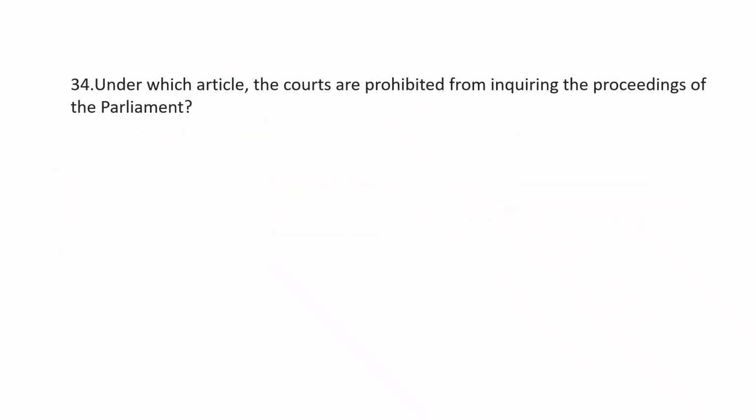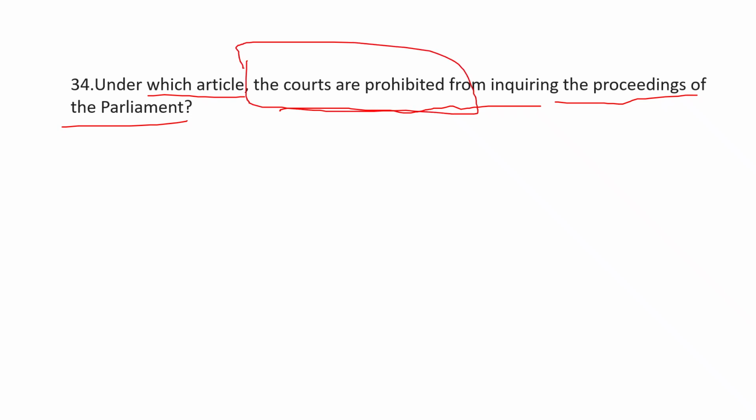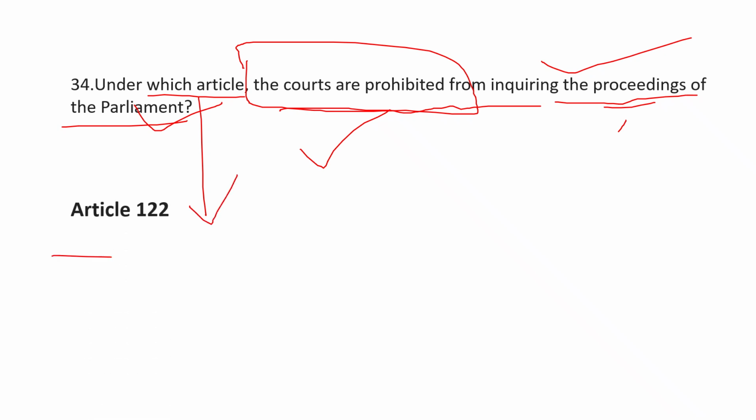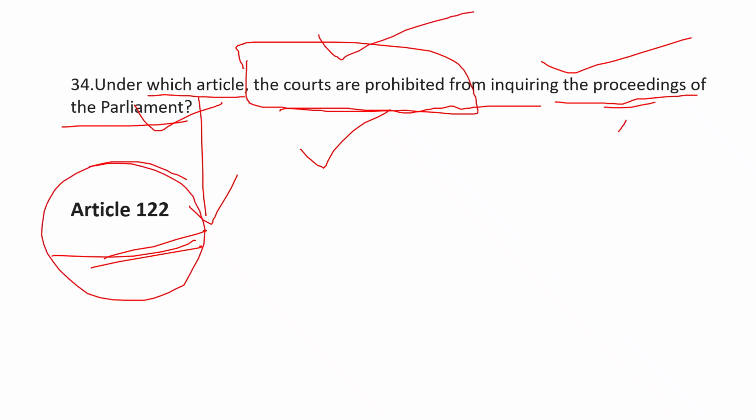The next question. Under which article are the courts prohibited from inquiring into the proceedings of the parliament? See the question again. The courts are prohibited from inquiring into the proceedings of the parliament. That means the parliamentary proceedings cannot be inquired by any court. But the question is asking about the article. The answer is article number 122. Under article 122, the courts are prohibited from inquiring into the proceedings of the parliament.